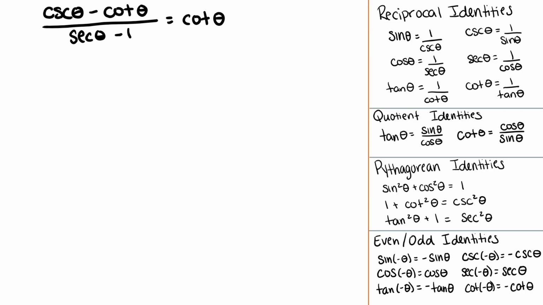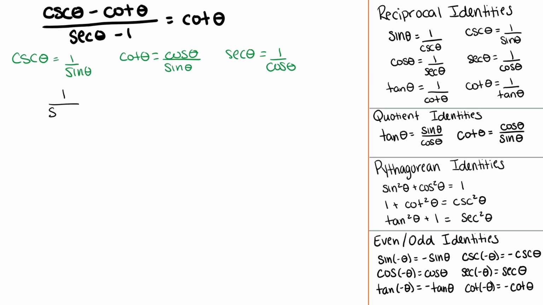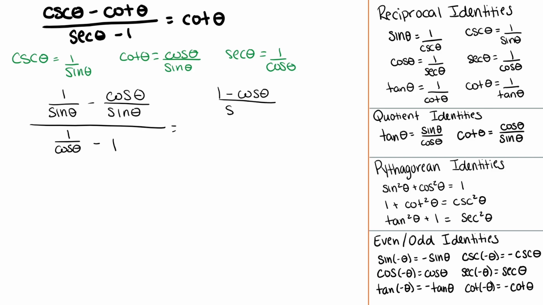So we know cosecant is 1 over sine. Cotangent is cosine over sine. And secant is 1 over cosine. So let's rewrite all of those expressions. We get 1 over sine minus cosine over sine all over 1 over cosine minus 1. So our numerator, 1 over sine minus cosine over sine, can be grouped into one expression. So we can write that as 1 minus cosine all over sine.